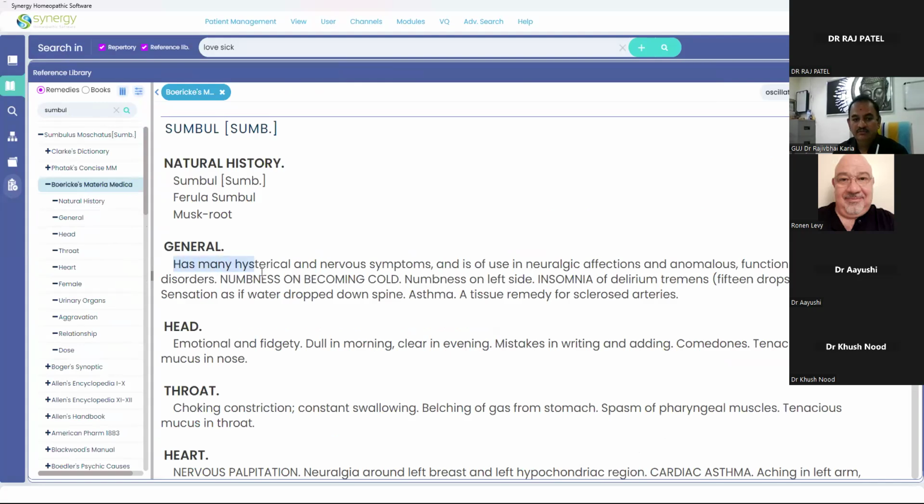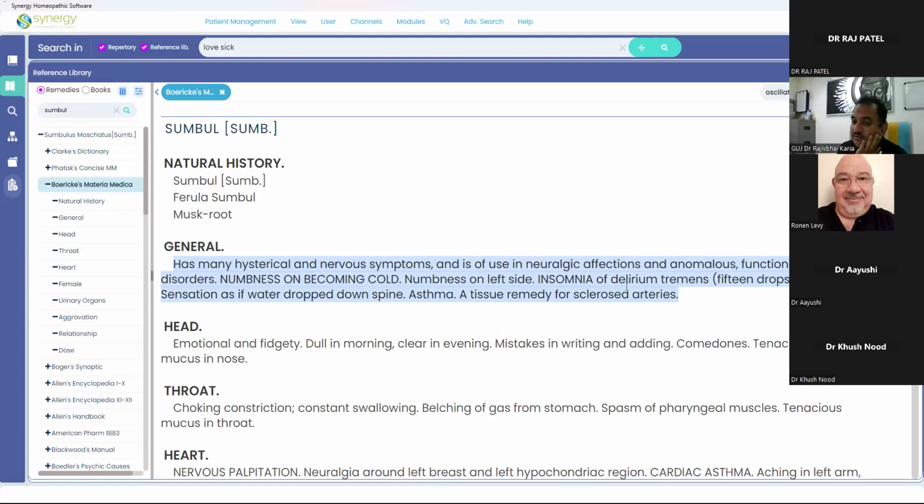Has many nervous and hysterical symptoms, and is used in neuralgic affections and anomalous functional cardiac disorder. Numbness on becoming cold, a very important symptom. Numbness on the left side.